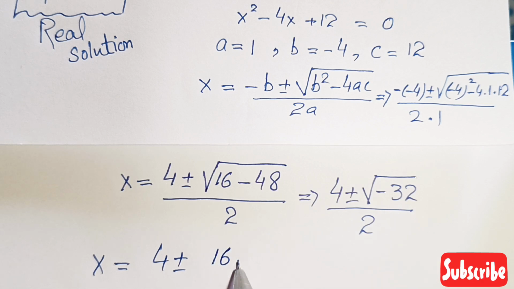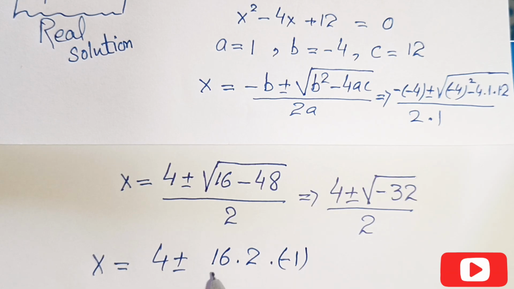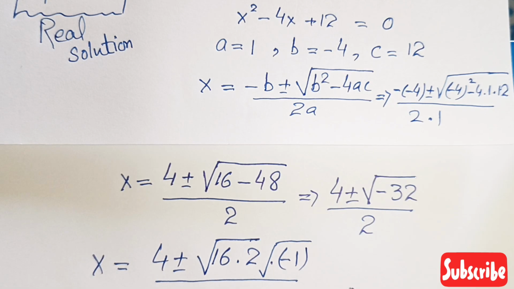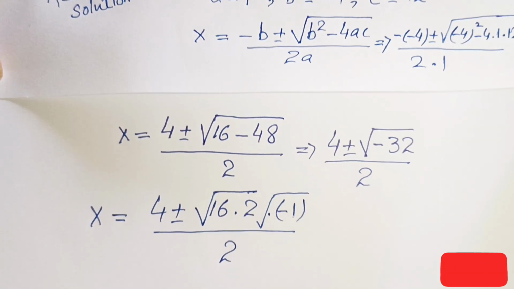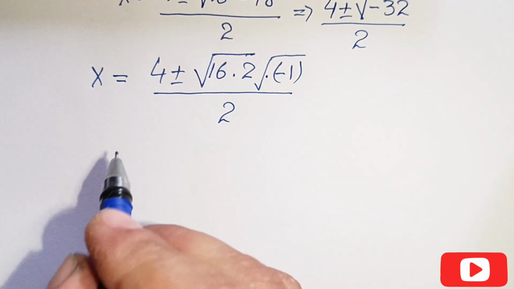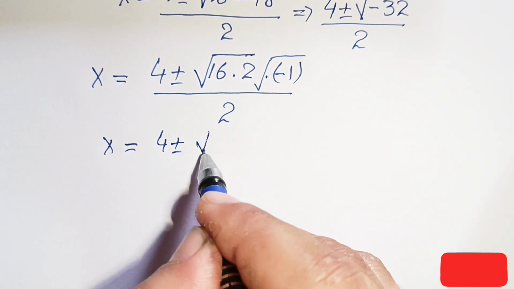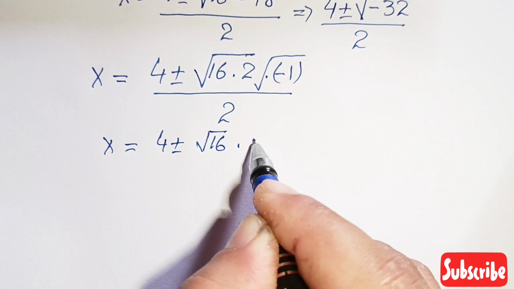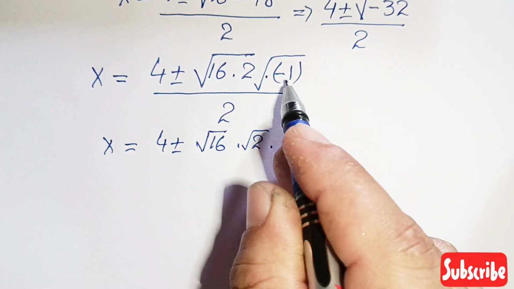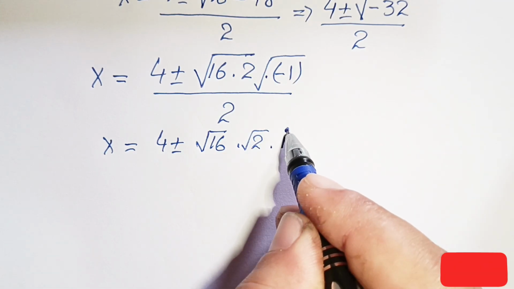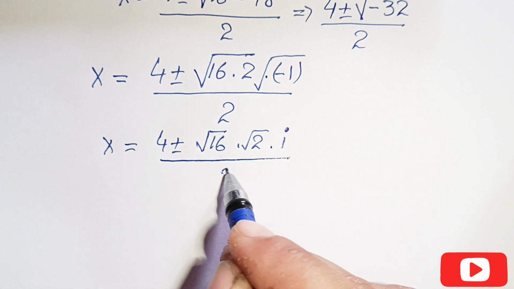So our next step is x is equal to 4 plus minus, minus 32 can also be written as 16 times 2 times minus 1. Here we just write them under the square root separately, all over 2. So our next step will be x is equal to 4 plus minus, we just write square root of 16 times square root of 2 times square root of minus 1, which is equal to iota, all over 2.